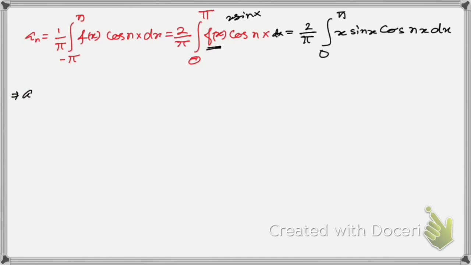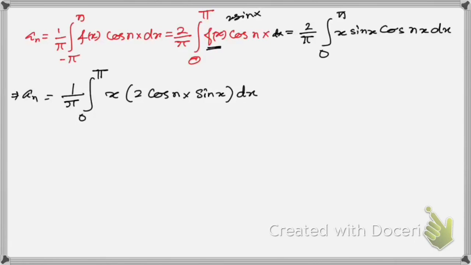So an we can write here 1 by pi integration from 0 to pi. Let me write the 2 inside this. Then what you will get, you're going to have x, 2 cos nx sin x here, dx. Just what we have done here, I have written this 2 with this, right? So that's how we have got this, and here we're going to apply this formula.